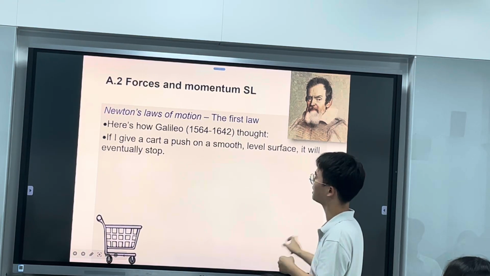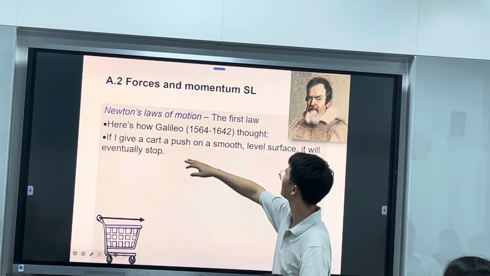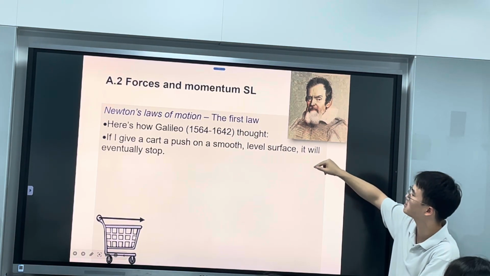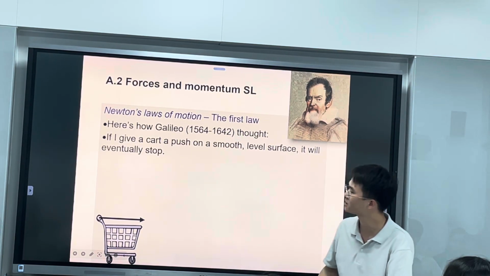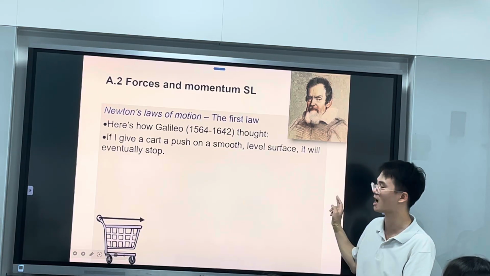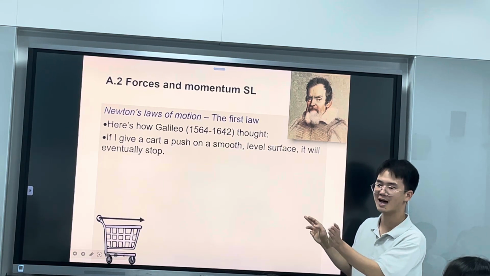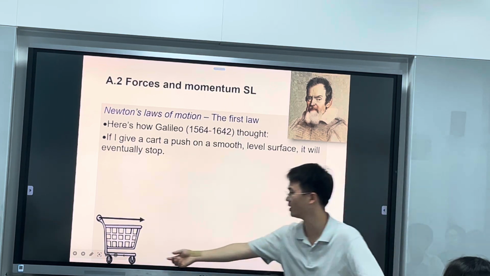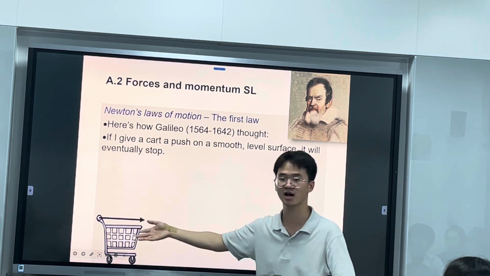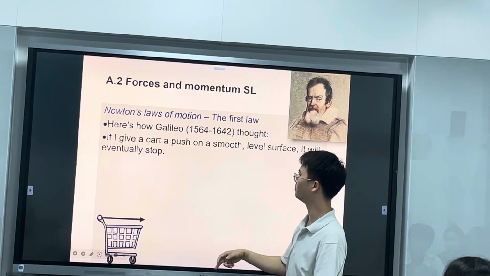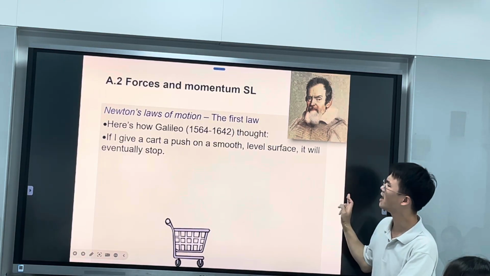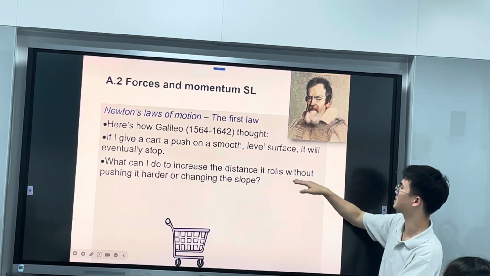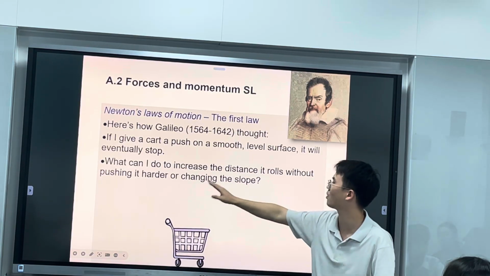There is a background story about it; you can search it online. For example, if I give a car a push on a smooth, level surface, it will eventually stop. But why would it eventually stop? If you don't constantly apply force to it, there's friction between the wheels and the ground. There's air resistance, right? Because we know that. All right, but what can I do to increase the distance it rolls without pushing it harder or changing the slope?